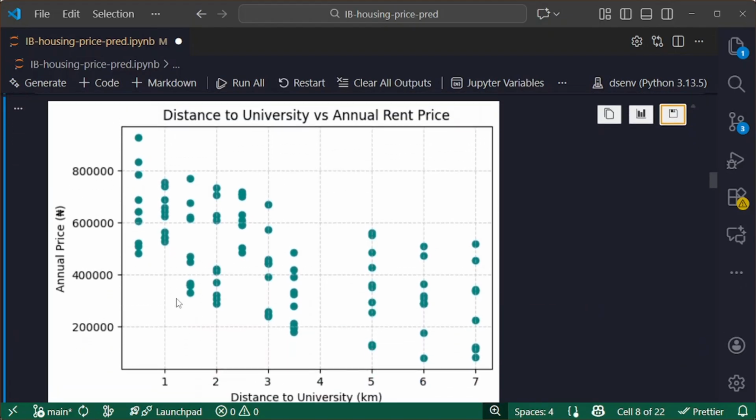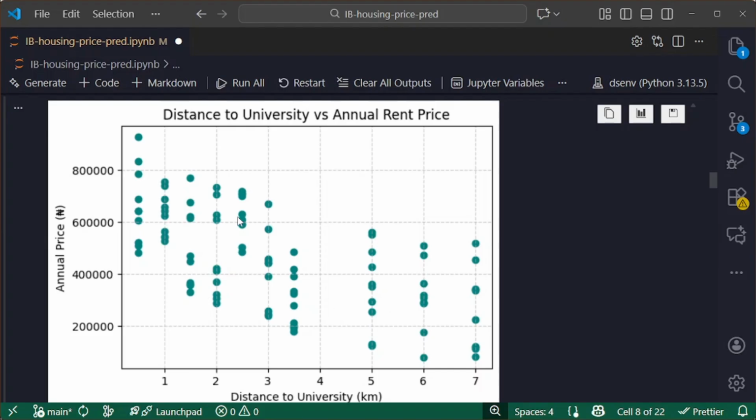Yes, this is much better. So yeah, this is the first result, showing us the relationship between the distance to university environment and the annual rent. We have the distance to university from 1 to 7 kilometers, and the annual rent from 200,000 to 800,000 to, I think this is $1 million here. Yeah, that should be $1 million.